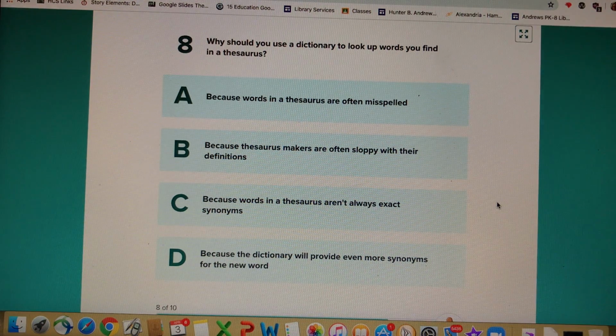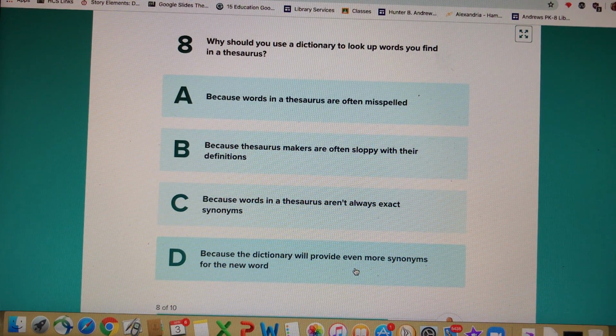Okay, why should you use a dictionary to look up words you find in a thesaurus? Well, because words in a thesaurus are often misspelled. No, I hope not, because sometimes we do use those to help us spell words. Because thesaurus makers are often sloppy with their definitions. Because words in a thesaurus aren't always exact synonyms. Or because the dictionary will provide even more synonyms for the new word.